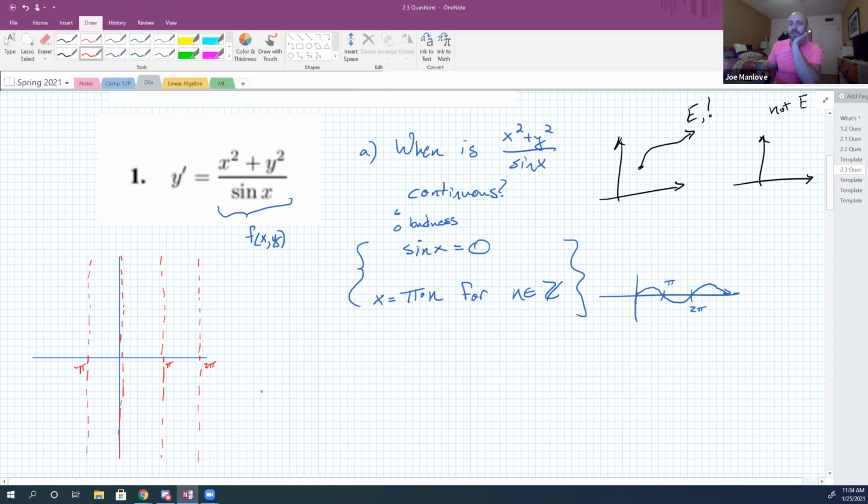Okay, so I need this thing to be continuous on a rectangle, right? You guys see that? So where are my rectangles going to be?